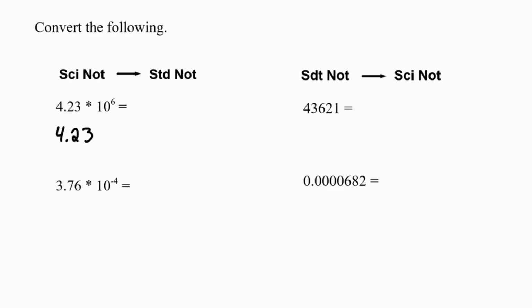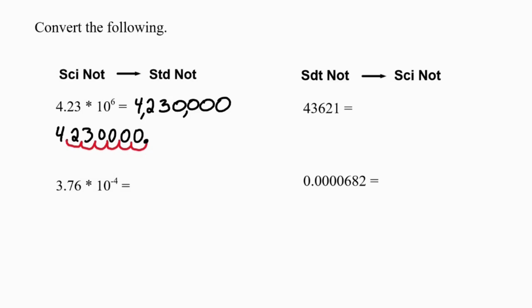So once again, we do know that the 6 represents how many times we're going to be moving the decimal place. And we know we're going to be making this 4.23 a lot bigger. So to do that, we have to move the decimal place to the right 6 times. 1, 2, 3, 4, 5, and 6. So this is going to be the new location of our decimal place. And all we have to do here is fill in the zeros. And this is going to be our new number. And I'm just going to fill in my commas here for a little readability.